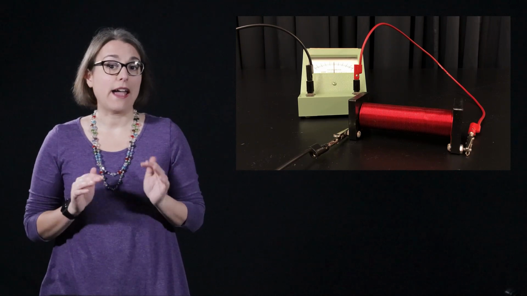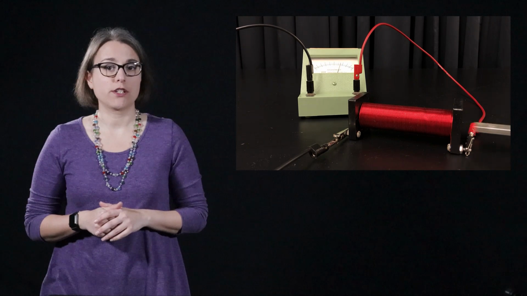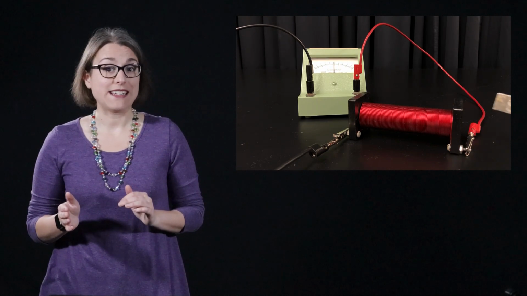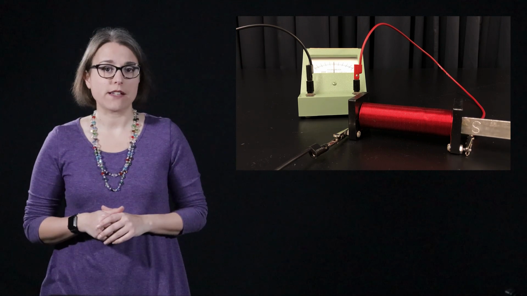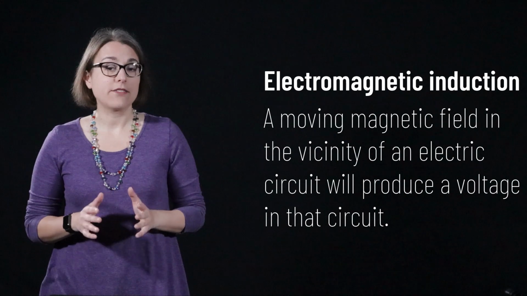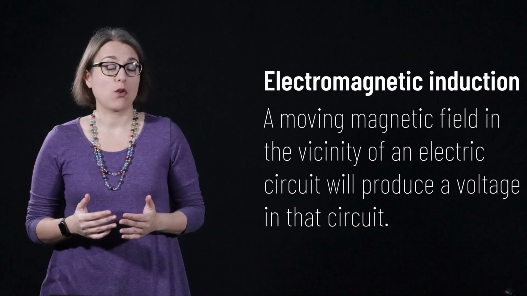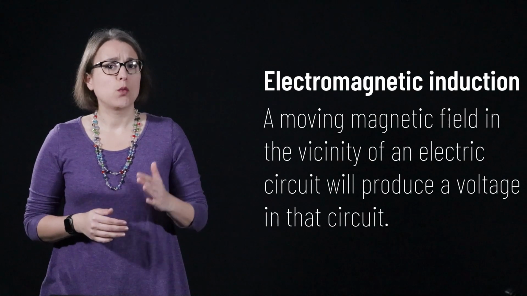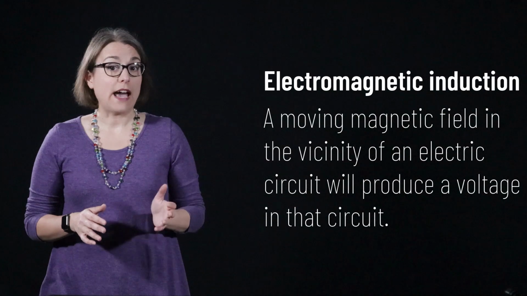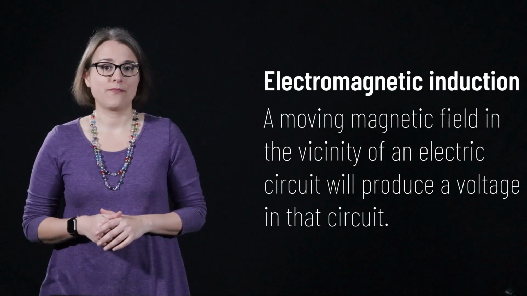In this video, I have connected a coil of wire to a galvanometer, which measures electric current. As I move a magnet into the coil of wire, the galvanometer indicates the current is flowing through the circuit. Whenever there is a moving magnetic field in the vicinity of an electric circuit, that magnetic field will create something called an electromotive force, which produces a voltage. When there is a closed circuit, that voltage will generate current, as we learned in Lecture 23.